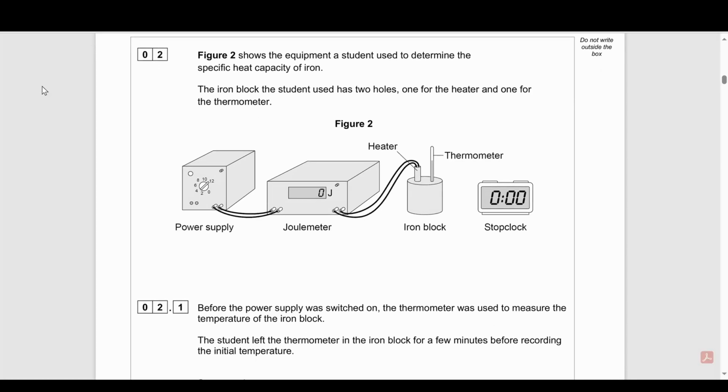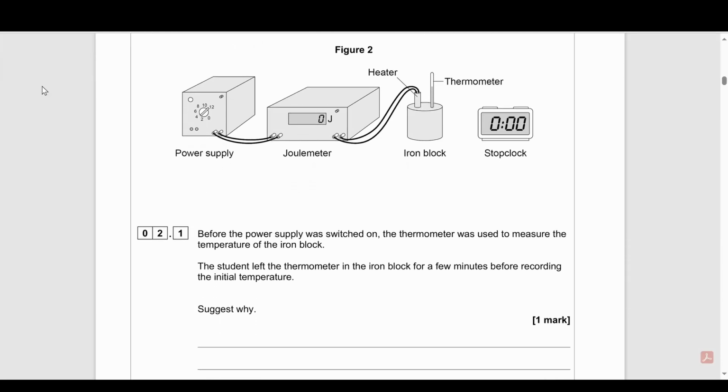Question 2. Figure 2 shows the equipment a student used to determine the specific heat capacity of iron. The iron block the student used has 2 holes, one for the heater and one for the thermometer. So looking at our figure now, we've got a power supply connected to a joule meter. The joule meter by wires is connected to the iron block with a thermometer placed inside the iron block, and then we've got a stop clock to measure the time.